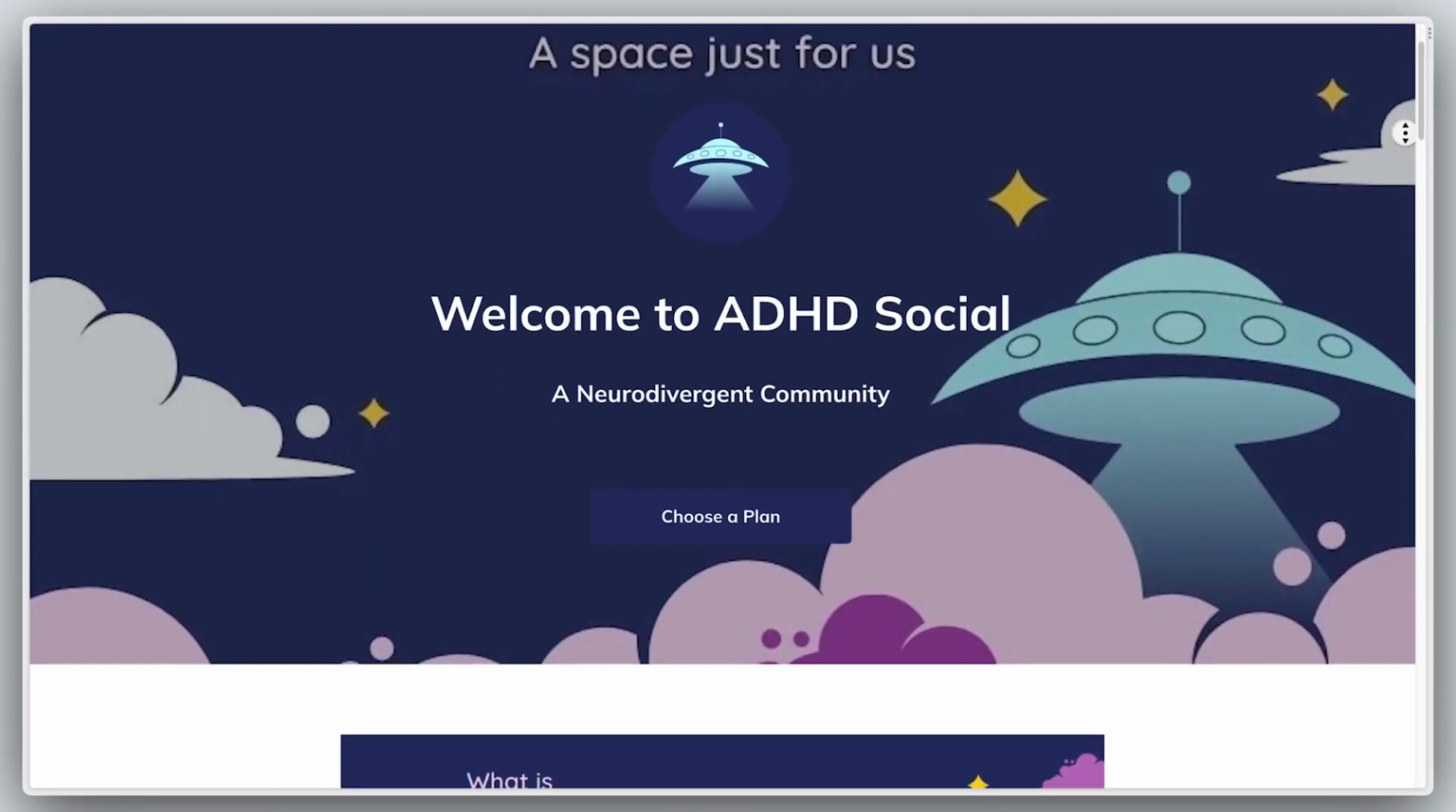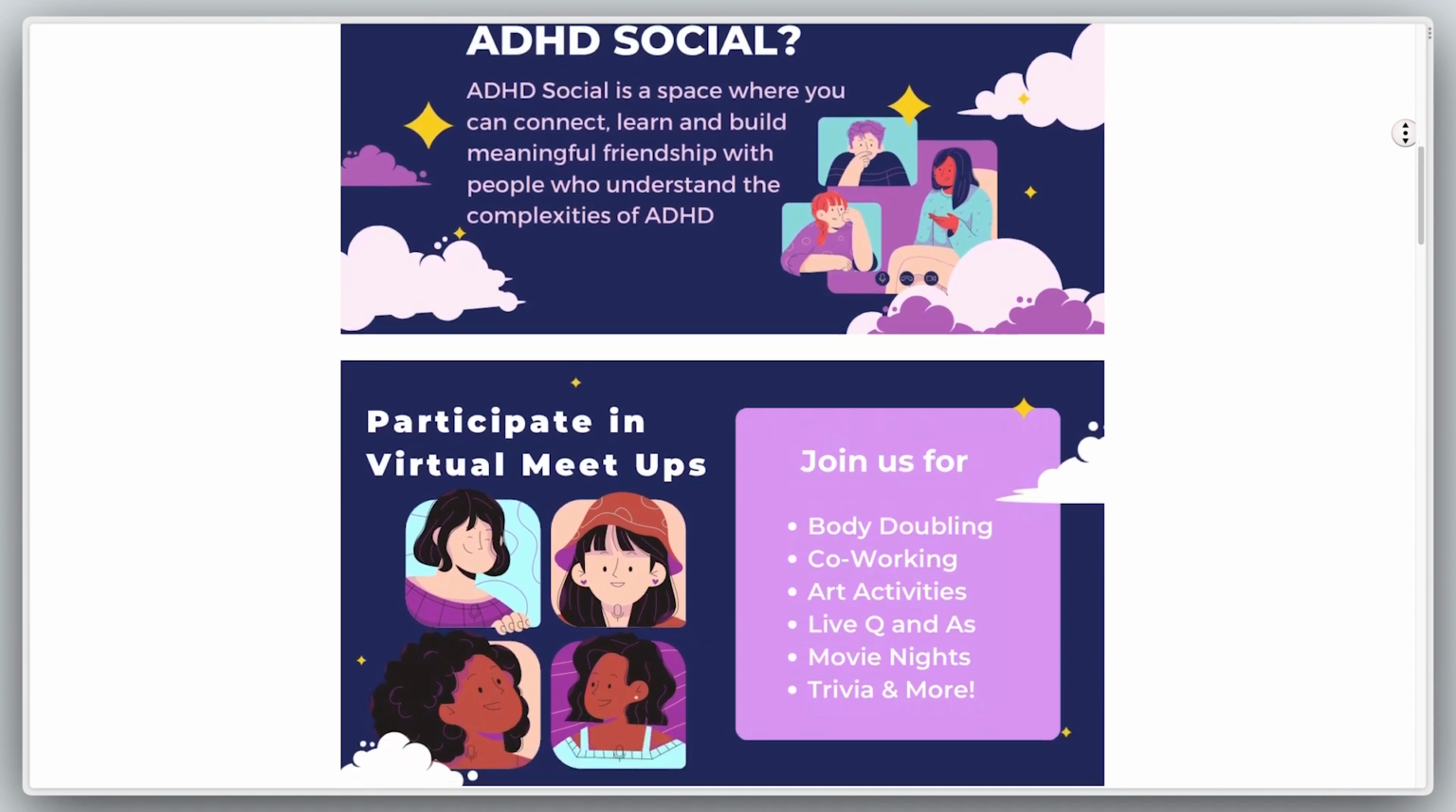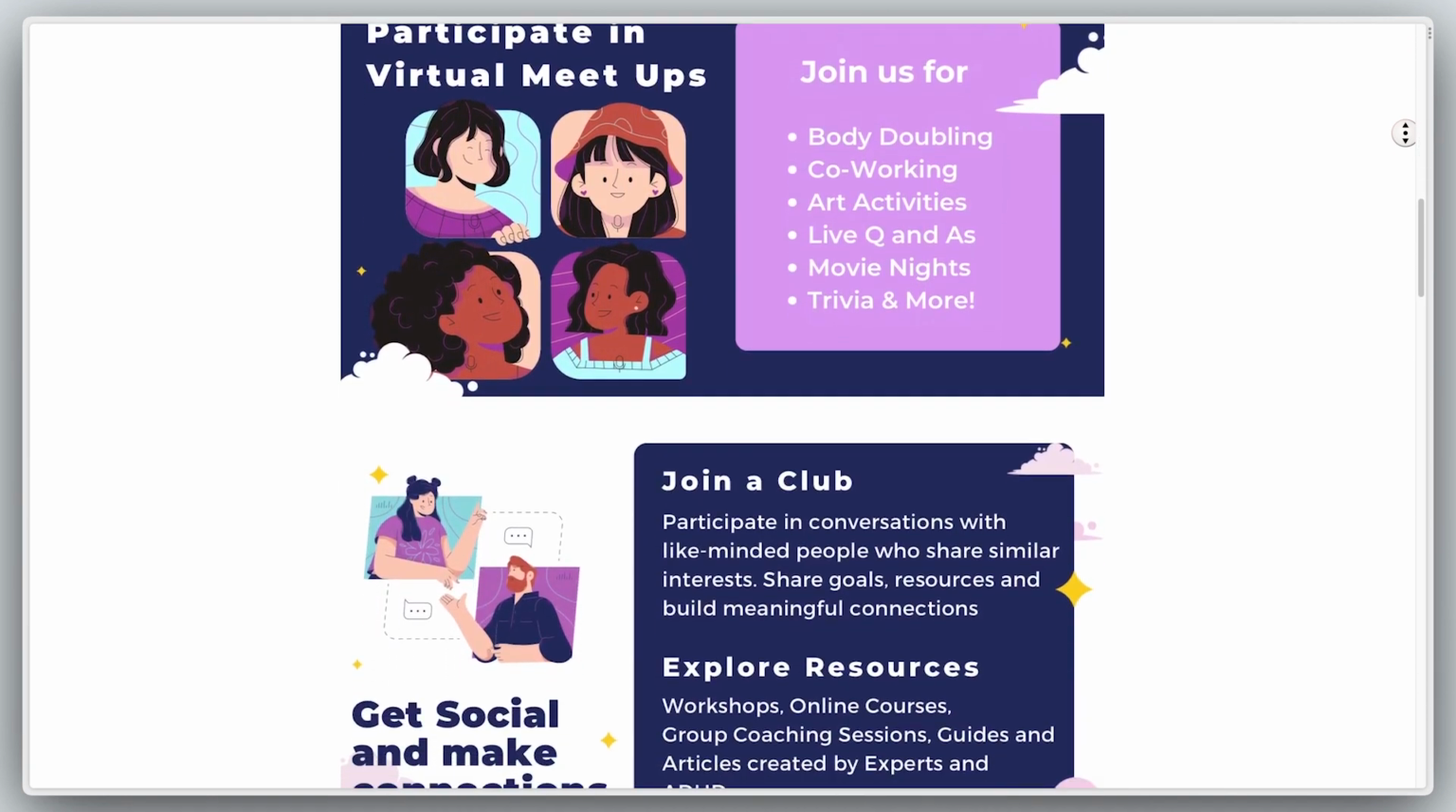A community for everyone to connect is an example of an unclear ideal member. A community for people navigating the complexities of ADHD to find each other and build meaningful friendships? Now we're talking.